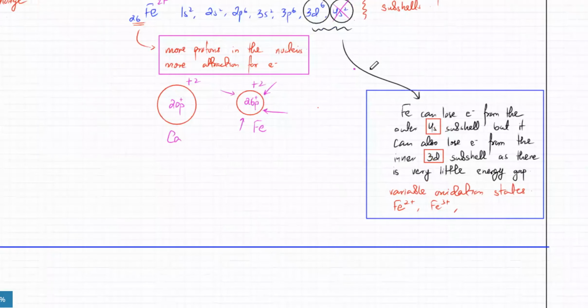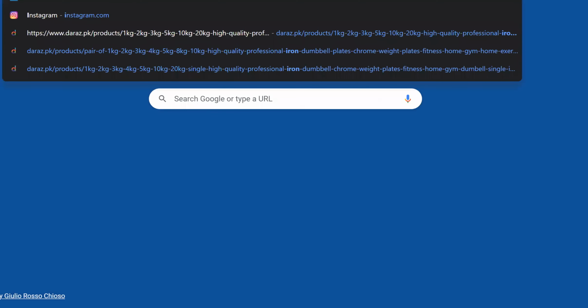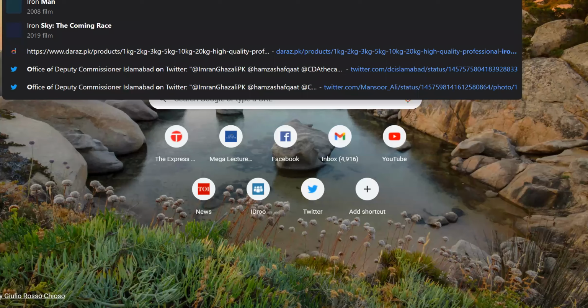Sir, there are 6 electrons in the 3d subshell of iron, right? So why have we only seen Fe2+ and Fe3+? Why not Fe4+ or 5+ or some other things? It doesn't happen. Look at iron's oxidation states.